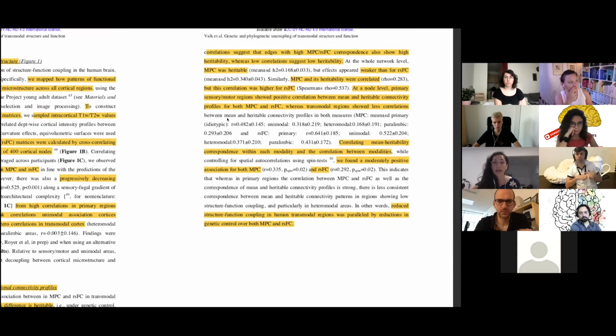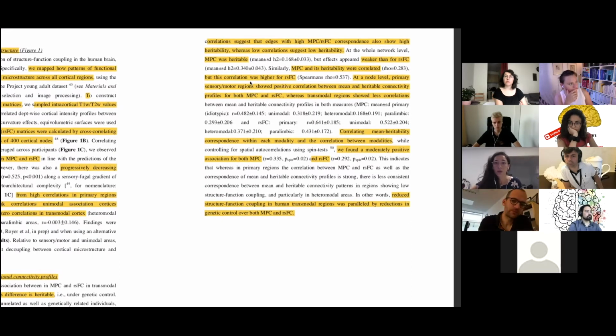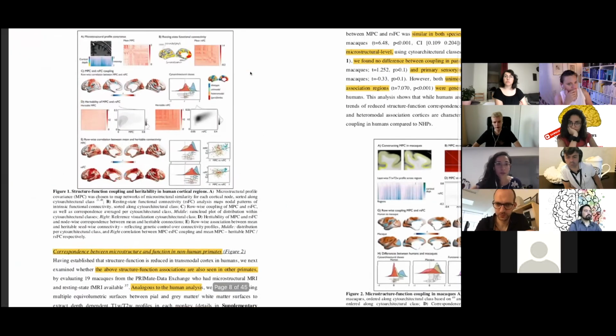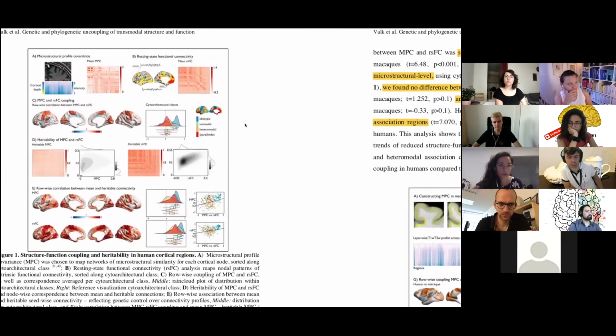In this case, higher correlations suggest that the structural and resting state functional correspondence show also high heritability, and the opposite for lower correlation, so lower heritability. And also here I want to show you the figures.